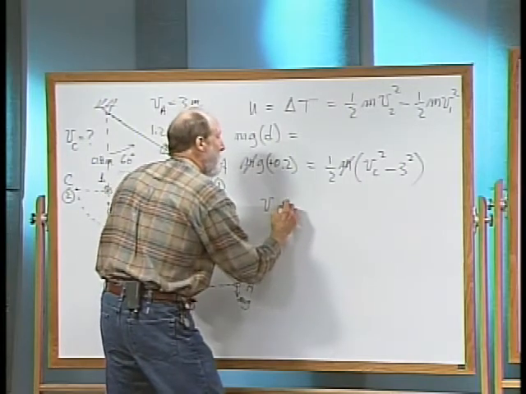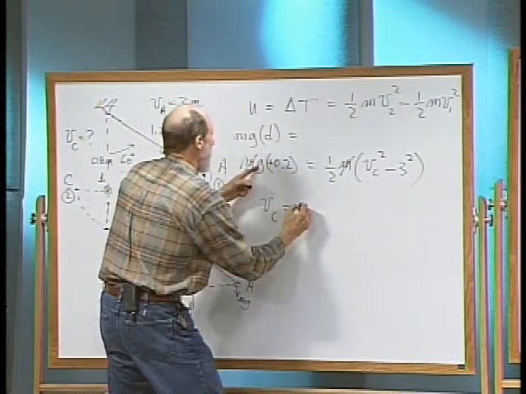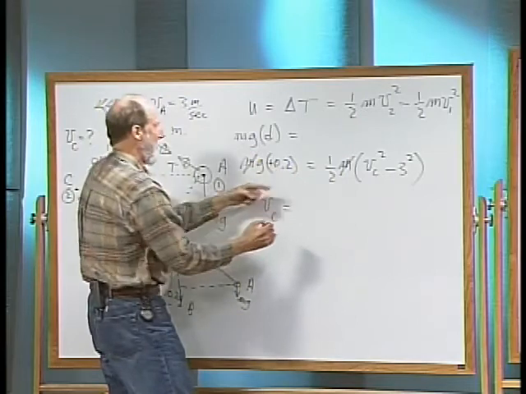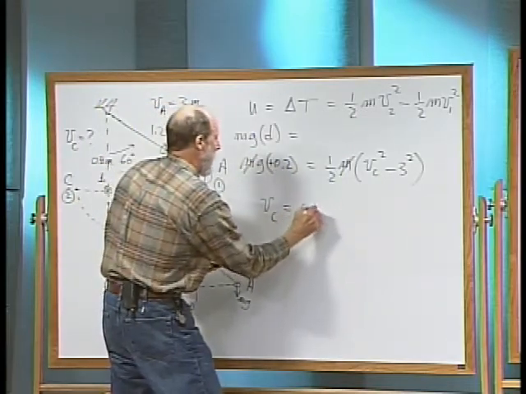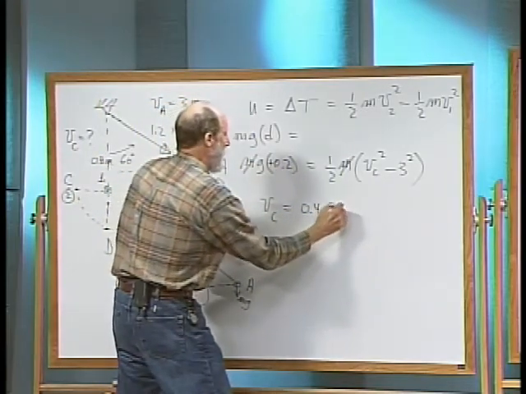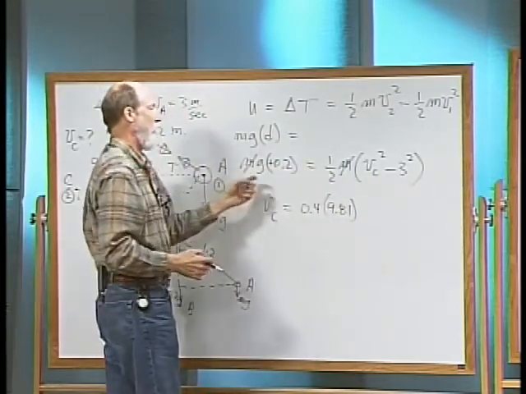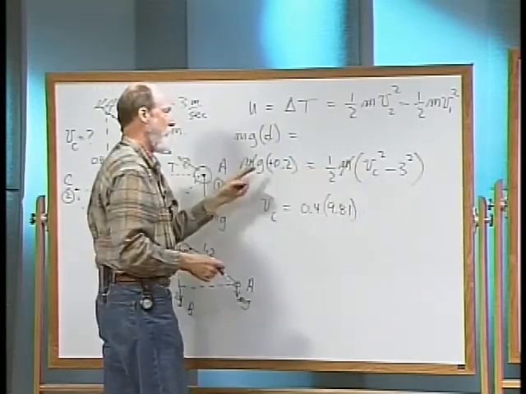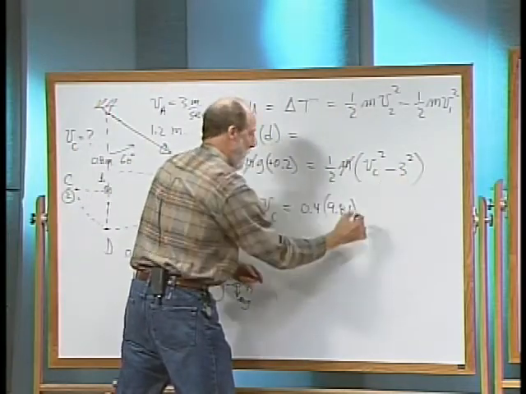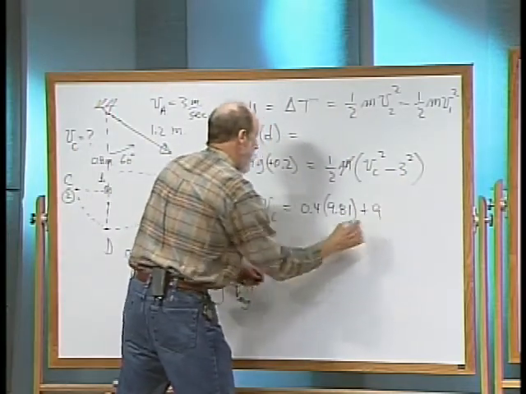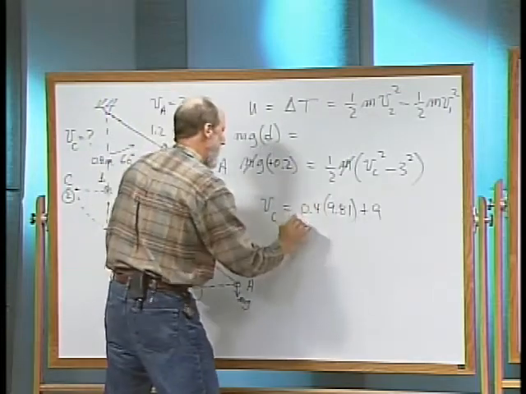So the velocity of C then is going to be equal to 2 times 0.2 is 0.4. G is 9.81. Kick this over to this side. And I have to add to it 9 by bringing the negative 9 over. And I need the square root of that to find this value.